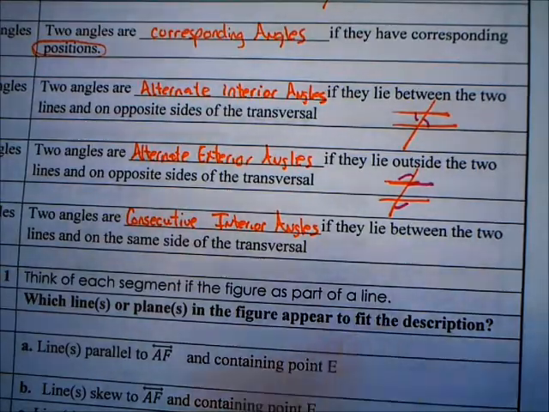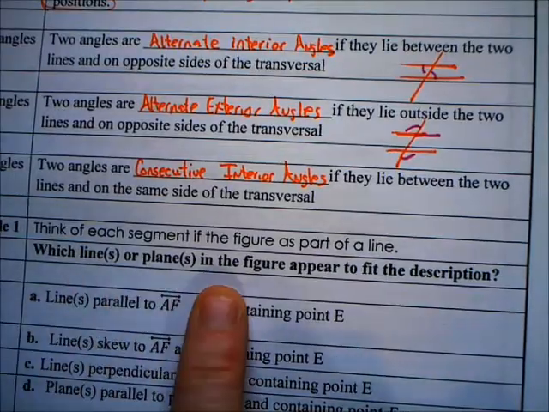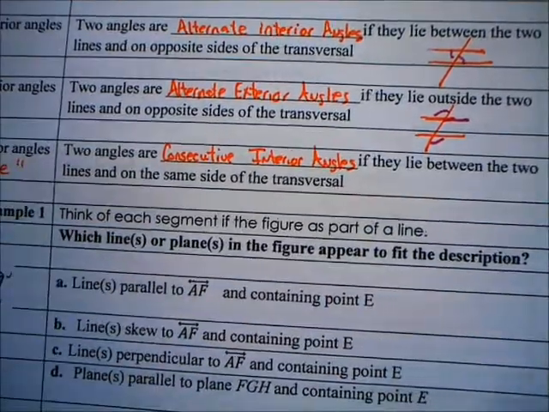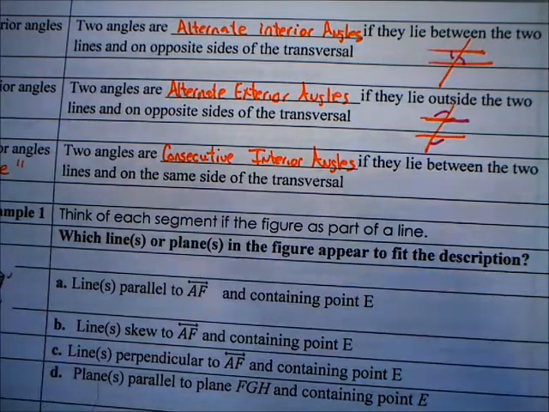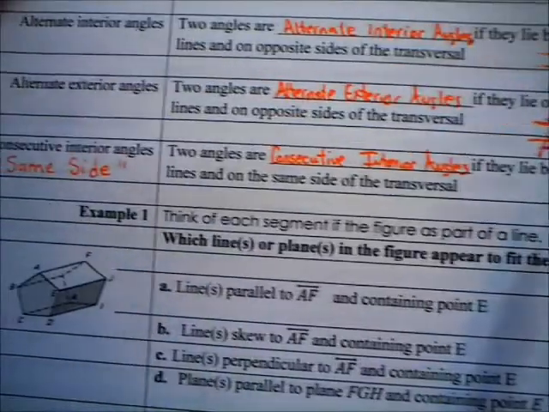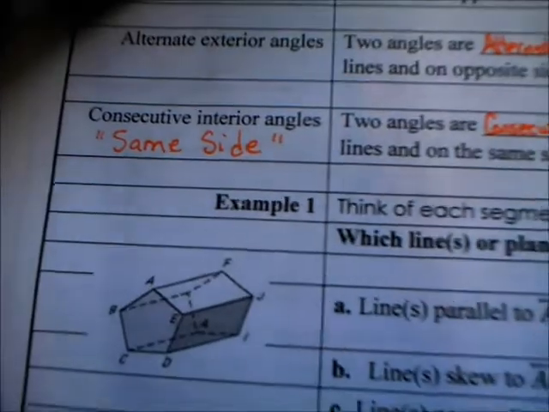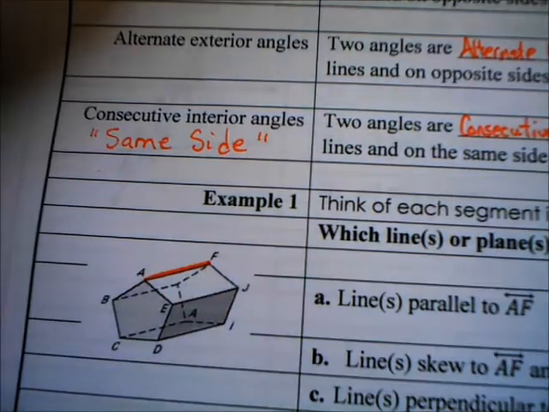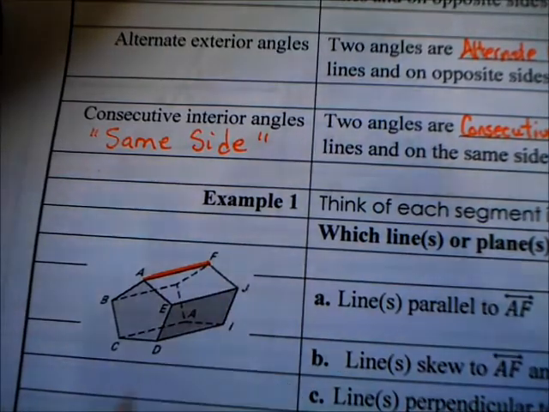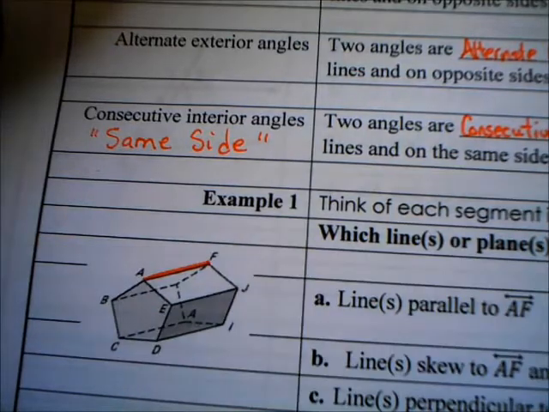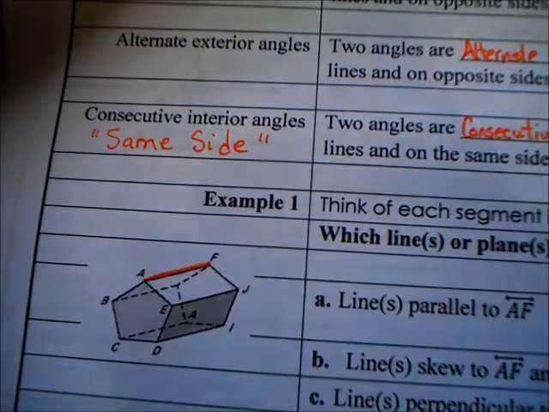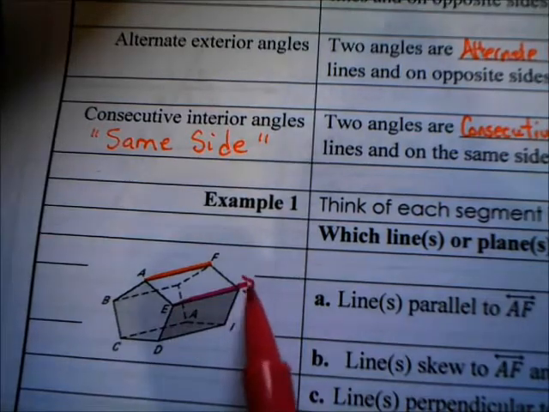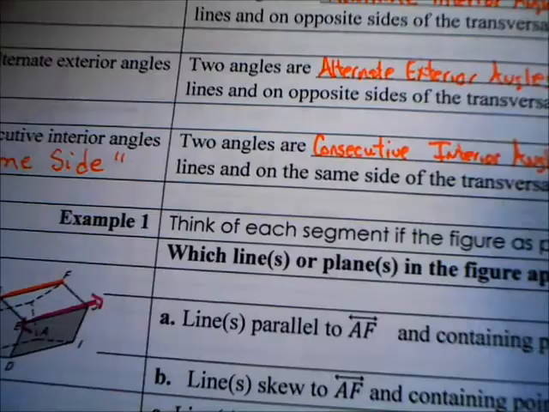Okay, on activity 1, it says think of some segments if the figure is part of the line. It says which lines or planes in the figure appear to be the best description. So on the A, it says which lines are parallel to line AF and contain the point E. If I look at my picture, I want it to be parallel to AF. AF is along this top. And you imagine that being a line. And it has to be through point E. The only one that is parallel and going through E is line EJ.